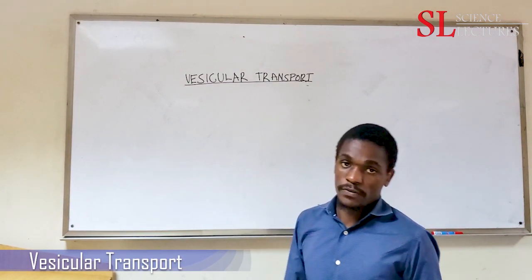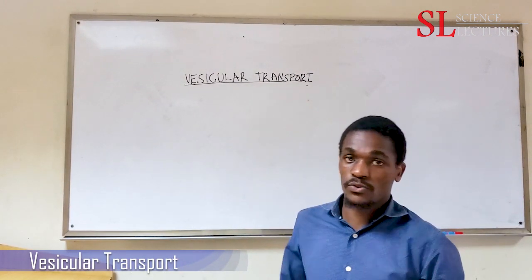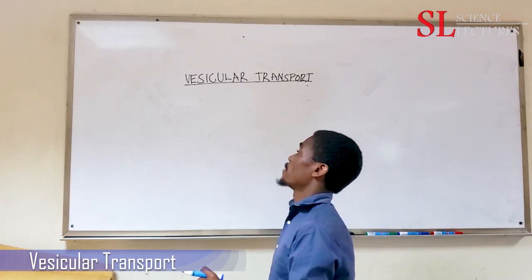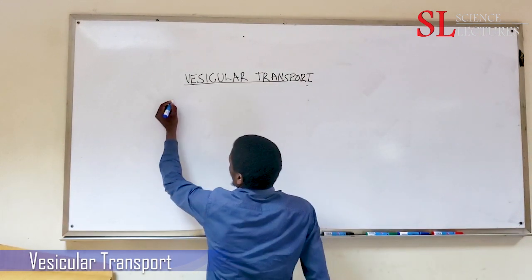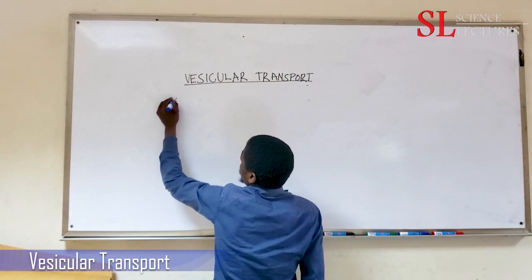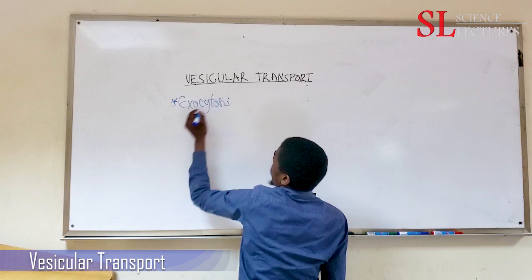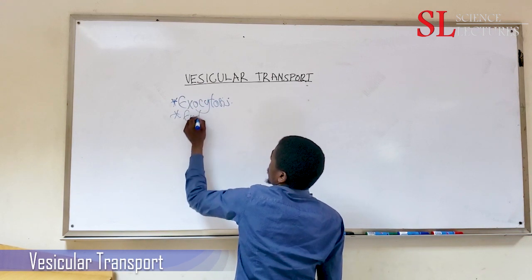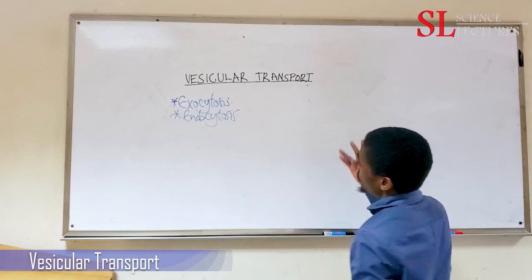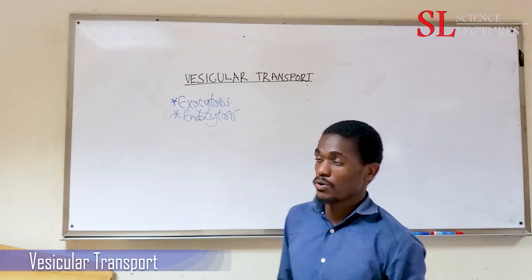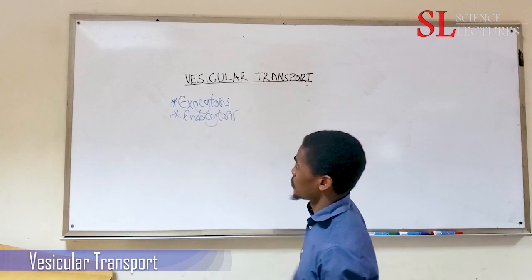So today we are going to look at vesicular transport, and vesicular transport is under active transport because for us to have vesicular transport we need energy in form of ATP. So we are going to look at vesicular transport, and vesicular transport is divided into two basically. That is exocytosis and endocytosis. So when we talk of vesicular transport, we are transporting molecules with the aid of vesicles. We are transporting them using vesicles, and it is divided into exocytosis and endocytosis.